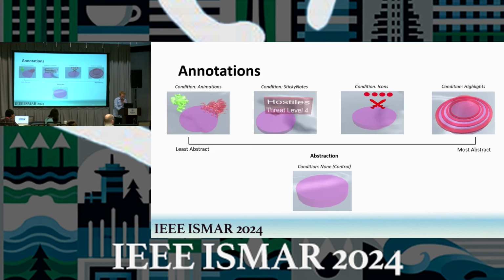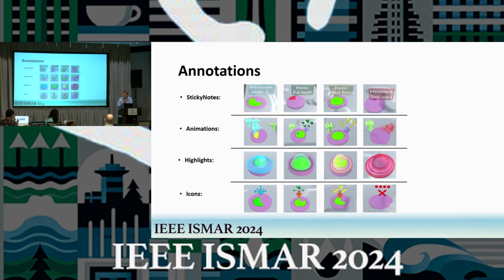So with the annotations, we tried to keep the color consistent between the annotations. You'll notice the icons down the bottom are the swords with the red dots, which represent threat level, whereas the highlights are still red, and instead use rings to represent threat level. The reason was just that we wanted the color to be consistent throughout all the annotations. Okay, thank you.